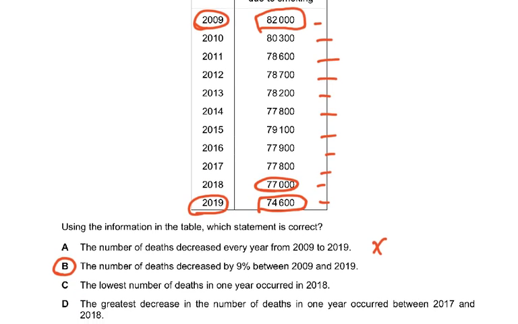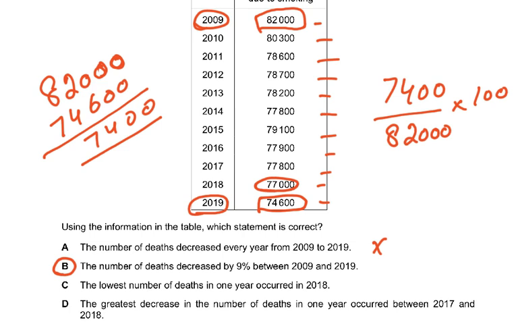The greatest decrease in the number of deaths in 1 year occurred between 2017 and 2018. No, that's wrong as well. So this is the working that you were supposed to do, and then the answer to this was 9%, 9 point something, but it is nearly 9%.